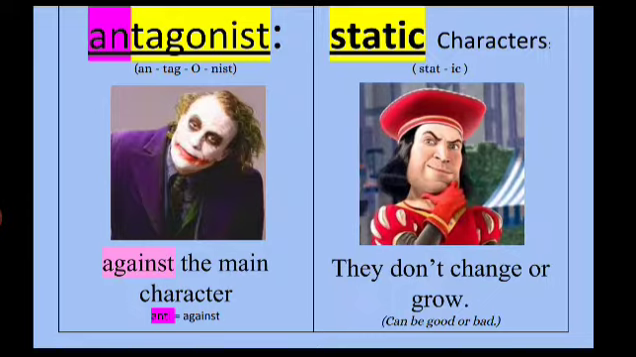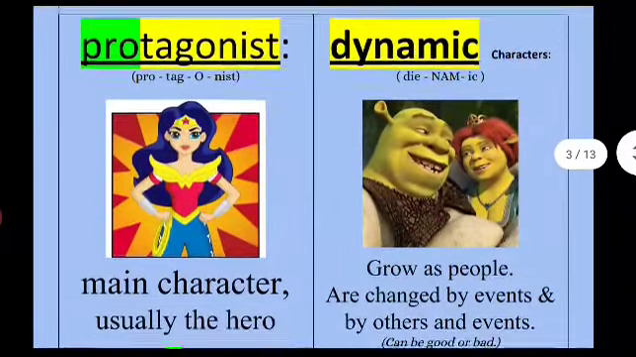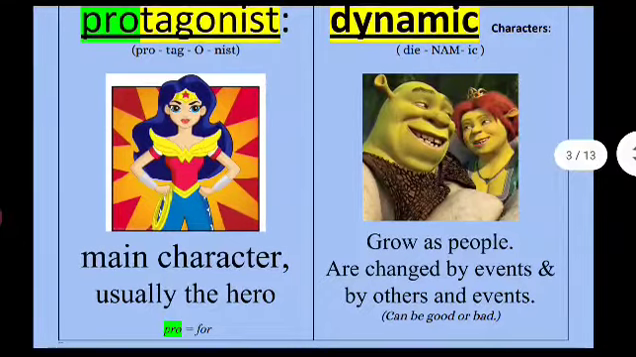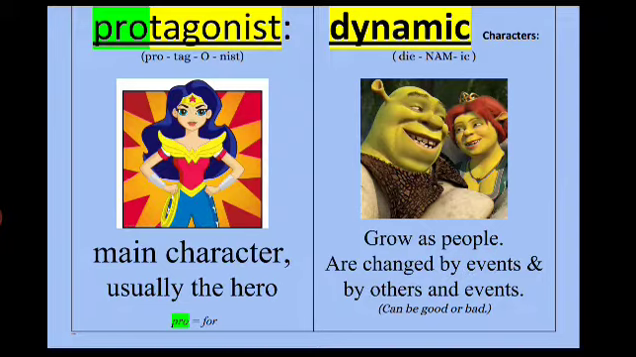Because the prefix anti, and antagonist literally means against. So look for the blanks in your paper. Antagonist, someone who is against the main character. Anti means against. And before we do static, let me just skip ahead to protagonist, and then we'll go back to that one. So protagonist, a little pronunciation underneath, is the main character.